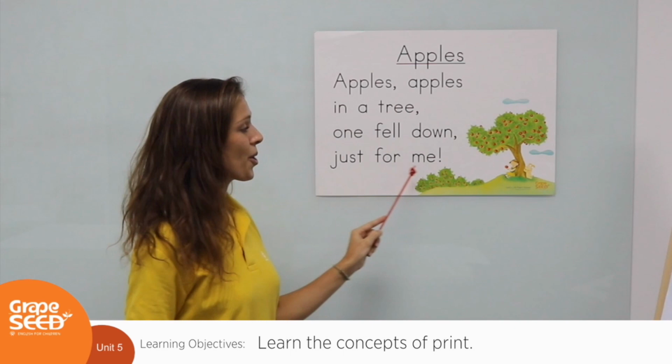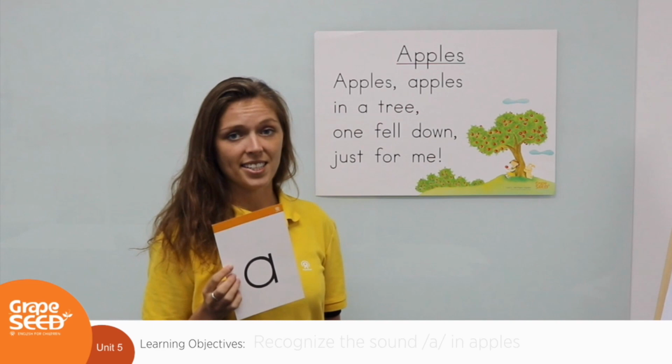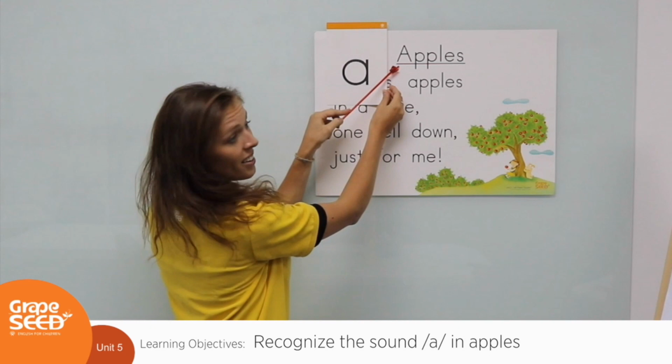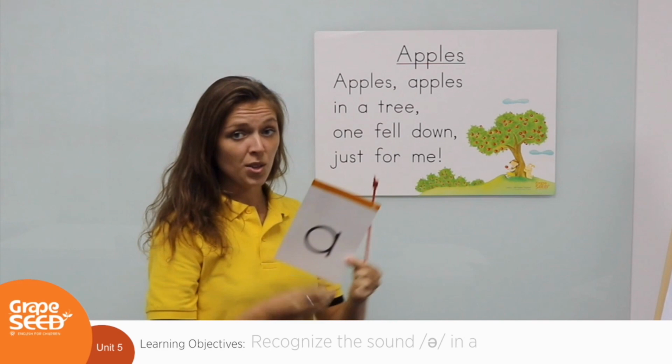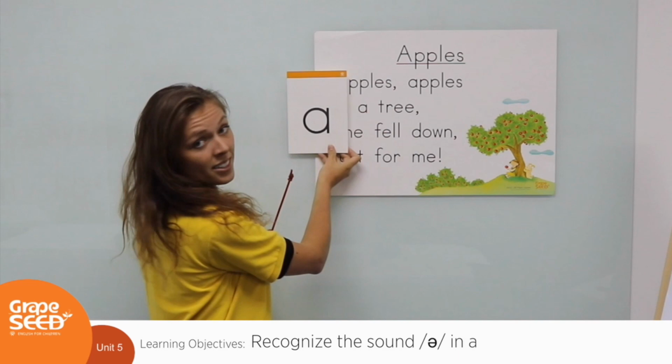Let's find the first sound in the poem. A, apples. A, apples. A, apples. Now let's find the fourth sound. A, in a, a tree.